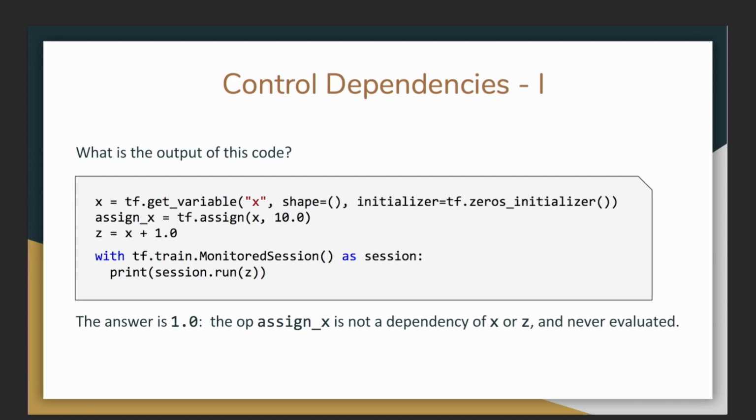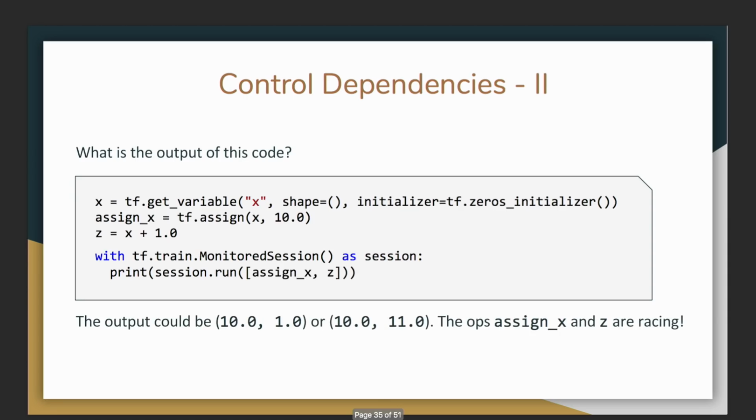We have not requested it. Its output is not used anywhere. So TensorFlow will find the minimal subset of nodes it needs in order to compute z and just return you that. What you can do maybe is do this. What if I do assign x and z? What will be the output of this code?